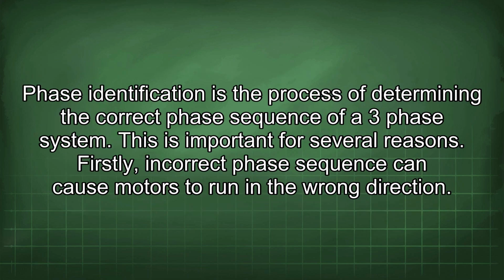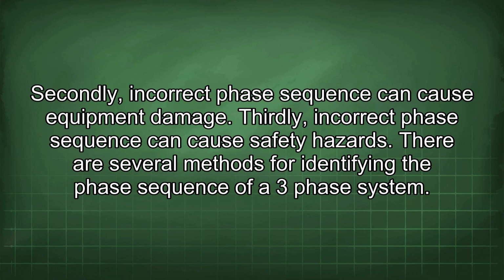Phase identification is the process of determining the correct phase sequence of a three-phase system. This is important for several reasons. Firstly, incorrect phase sequence can cause motors to run in the wrong direction. Secondly, incorrect phase sequence can cause equipment damage. Thirdly, incorrect phase sequence can cause safety hazards. There are several methods for identifying the phase sequence of a three-phase system.